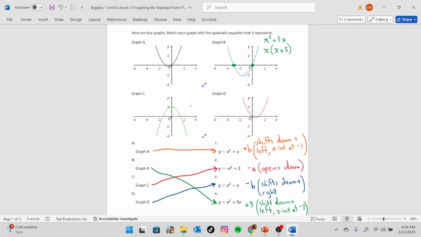If I look at equation 1, here we had x squared plus x. If I pull an x out of both of these and factor it, it becomes x times x plus 1. So now, if I let each of my factors be 0, I have x equals 0, which is here at the origin. And I have x plus 1 equals 0, which means x must be negative 1. And I see that at my other intercept. That's why the down and left shift happens.